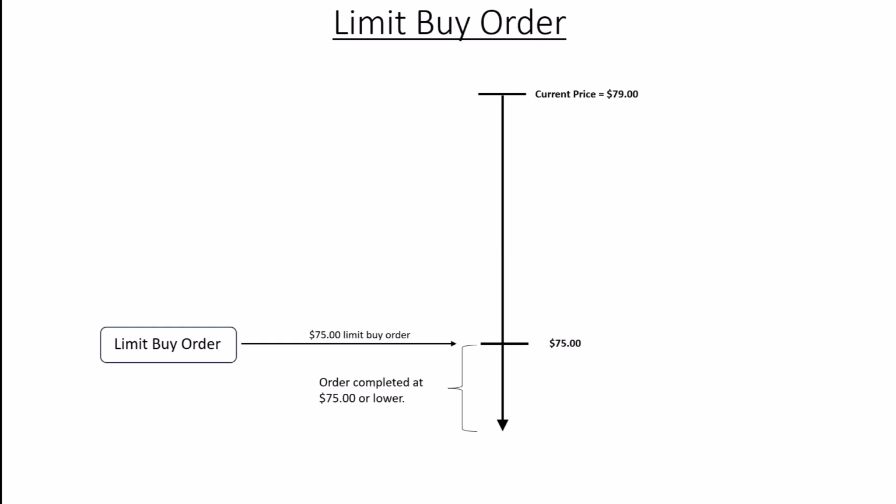Limit buy order. Let's say the current price of the stock is $79, but you want to buy the stock when it reaches $75. So when the stock traces back a bit, you want to then buy the dip. And for that, you would place a limit buy order at $75, and then once the stock reaches the $75, it will get filled. So this guarantees you a price of $75 or lower.